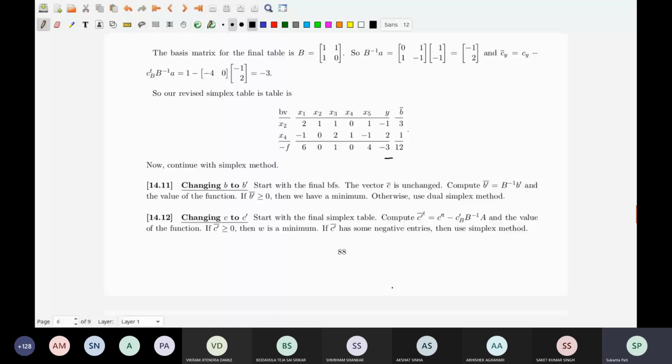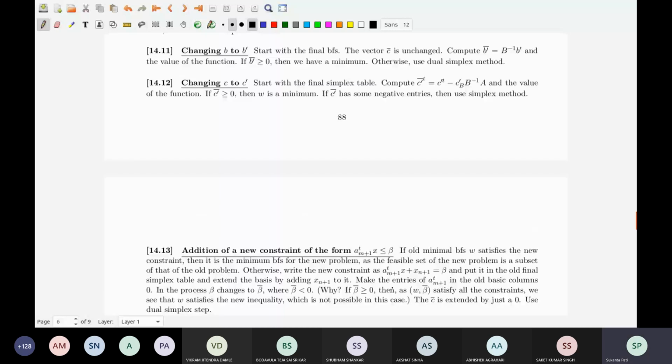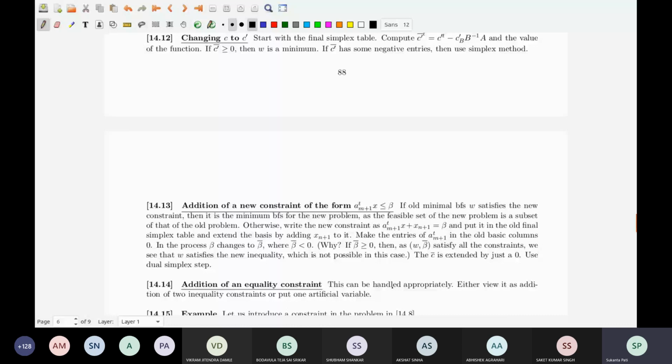If it turns out to be greater than or equal to 0, you are happy, you are at the minimum. If it has some negative entries, proceed with the simplex method. Okay, so that part also we know. The only thing that may happen is that you are adding a new constraint. What do you do then? That also can be managed. It is not that difficult.